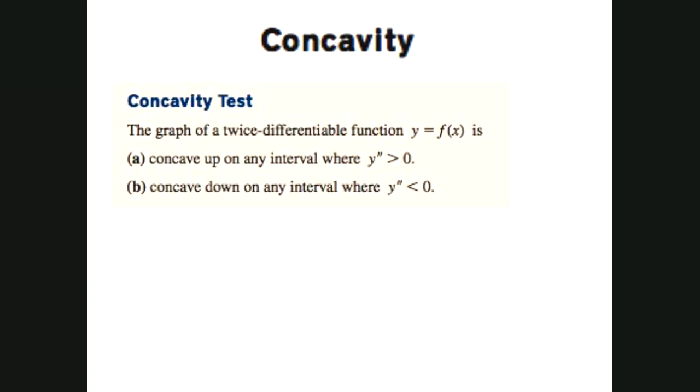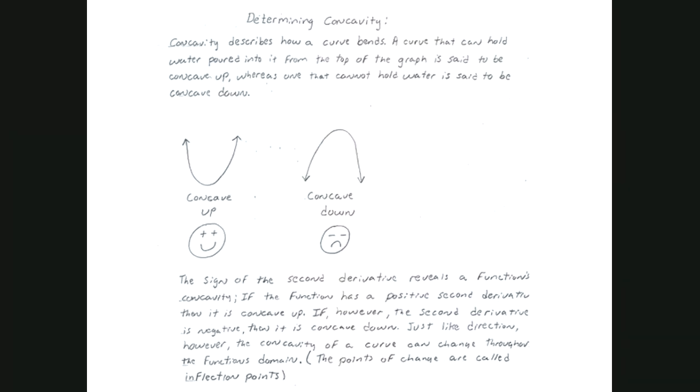Now, you're going to find that this week is pretty easy. I mean, this week is just concavity and points of inflection. When you test concavity, the graph of a twice differentiable function, y equals f of x, is concave up on any interval where y double prime is greater than 0, and concave down where y double prime is less than 0. So basically, we're going to make the same table up that we did before. The only difference is now we are going to do the second derivative instead of the first derivative. If it's positive, it's concave up. Negative, it's concave down.